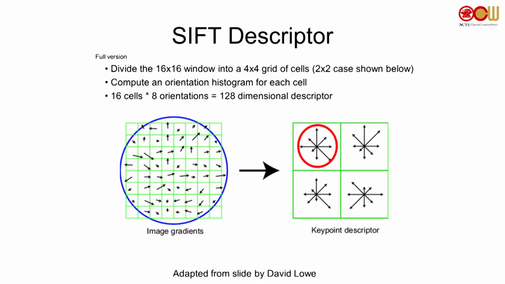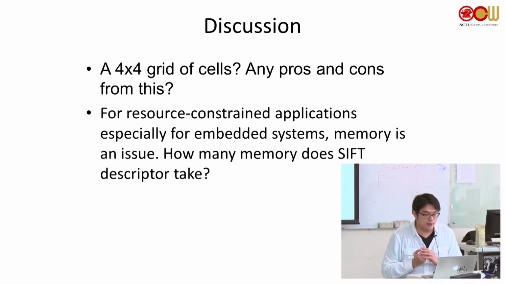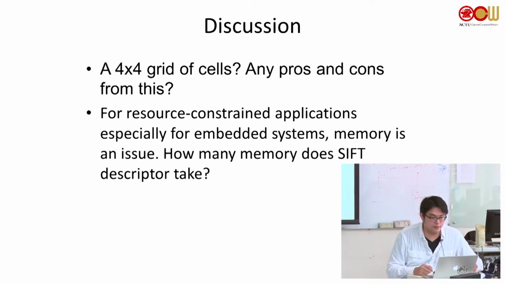And those are the orientations, and the length of the arrow is a magnitude. So in each cell, how many values will we have? We will have 8 orientations, and for each one we have a magnitude. This is the basic idea of the SIFT descriptor. Here comes another discussion. We have a 4 by 4 grid of cells. So, any pros and cons from here?